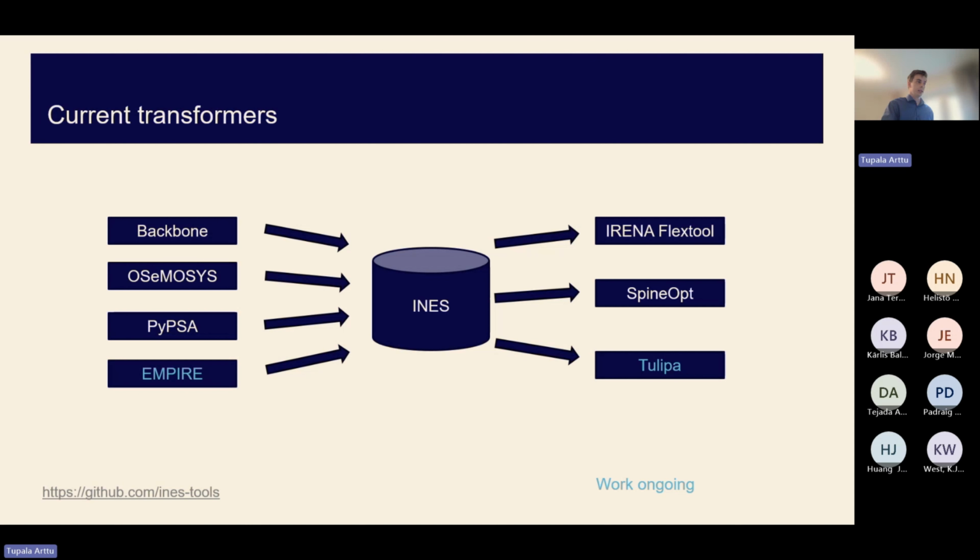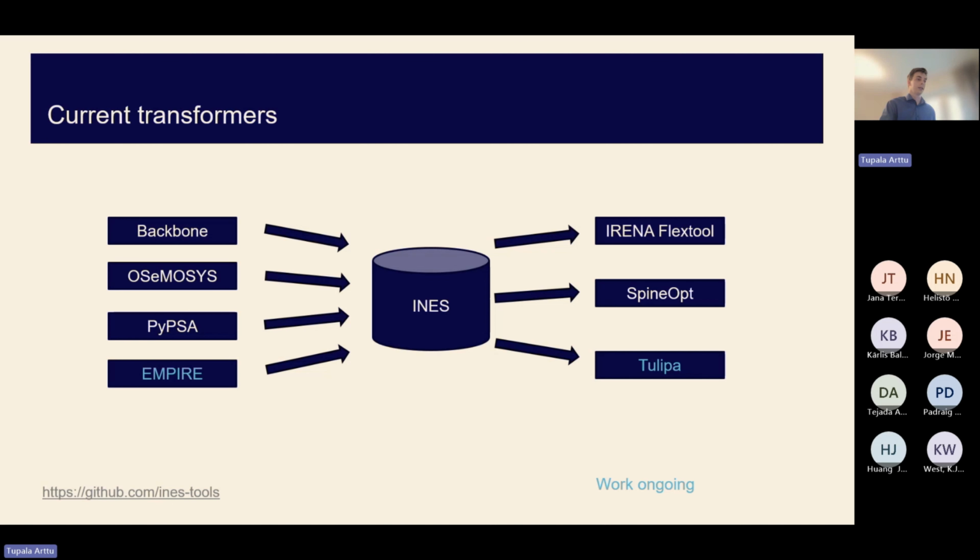Currently, we have these transformers. So we have Backbone as the most pipes are coming in, and Flextool and SpineOpt out. I think there's some work still on Empire, and I think Tulipa. I don't know about that much, but I see that repository exists.